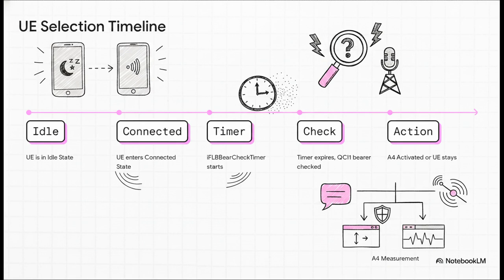When that timer expires, the network checks a few things. The most important question it asks is, did you just establish a QCI1 bearer? Now, that's just engineering speak for a voice call. If you did make a call, you get an exemption. The network is definitely not going to risk dropping your active phone call just to save a little bandwidth. But if you're just, say, browsing the web, the network goes ahead and activates what's called an A4 measurement. It's basically tapping your phone on the shoulder and asking, hey, can you hear that other frequency clearly?